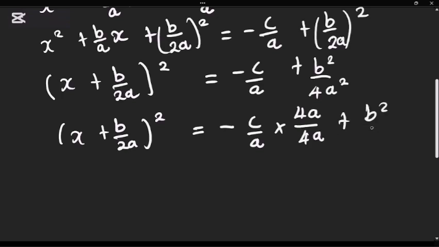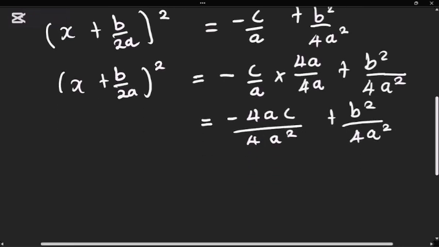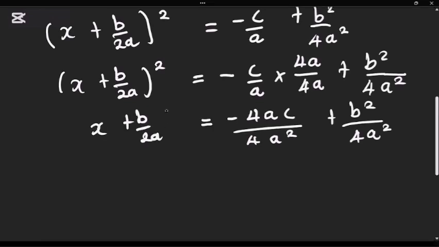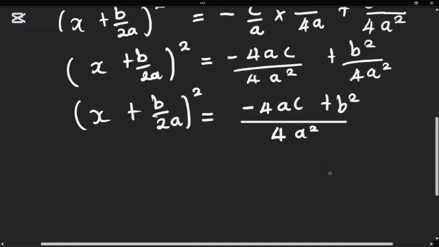So we didn't violate the laws of mathematics, which will then give us negative 4ac over 4a squared plus b squared over 4a squared. I'm sure from now you can see the common denominator. So let me just put back here my left hand side. And now we have to combine this and make it one fraction. So it will be just negative 4ac plus b squared over 4a squared.